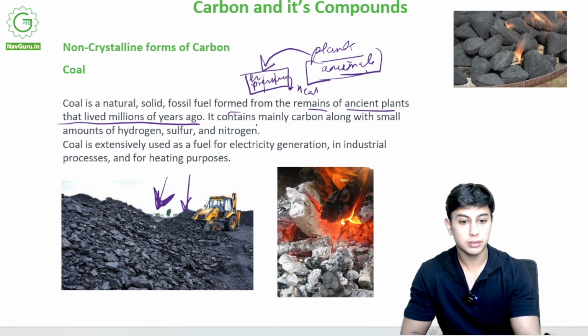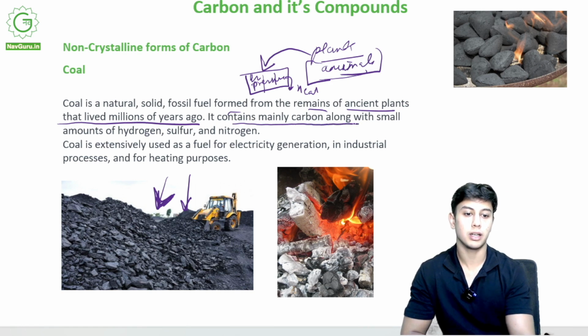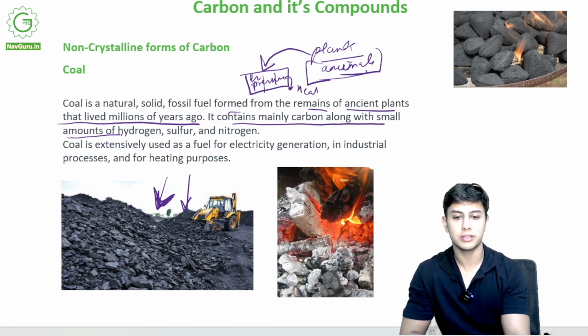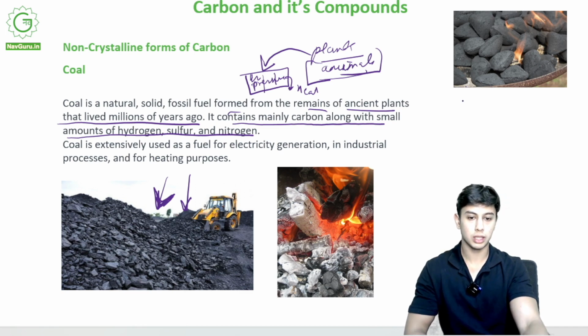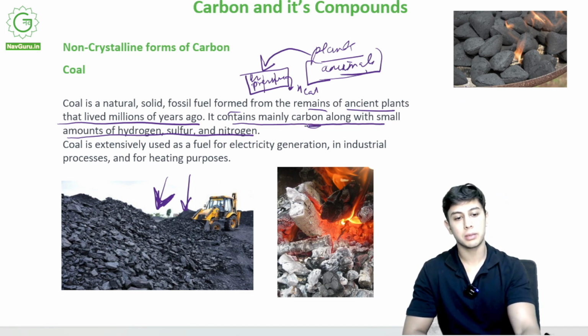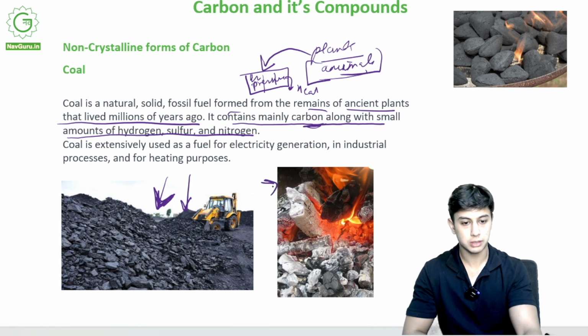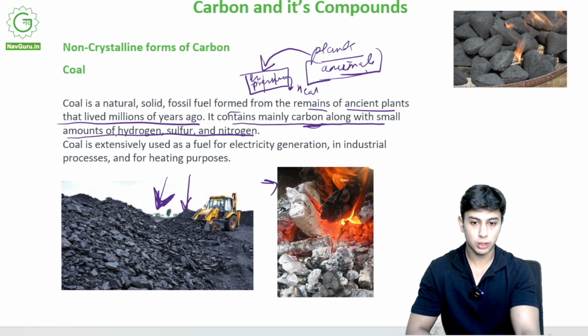It contains mainly carbon along with small amounts of hydrogen, sulfur and nitrogen. So coal does produce pollution, okay, but coal has majorly carbon. If you see over here, it has major carbon but has small amounts of hydrogen, sulfur and nitrogen as well.